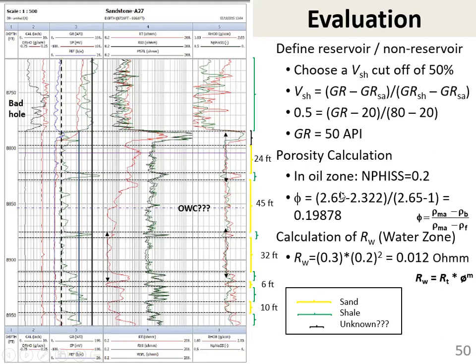Then I calculated the porosity of the water zone from both. Even if you find the average of this, it still puts you at about 0.2. The resistivity here is the true formation resistivity, this is the porosity, and using this I was able to get the resistivity of the water in a zone that is 100% water saturated.